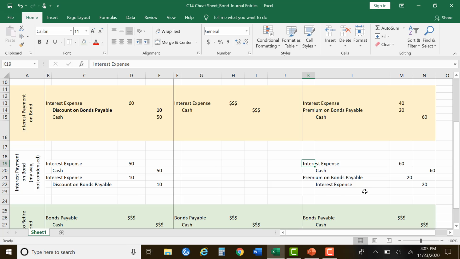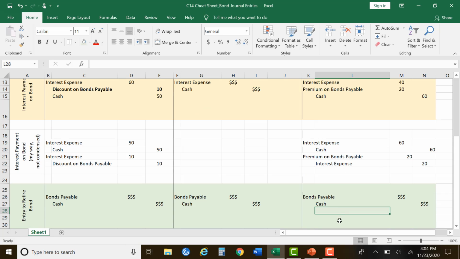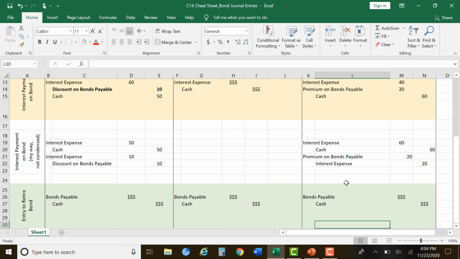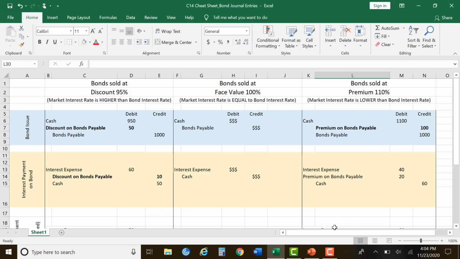But just a couple things to remember. When you take a loss, it increases your interest expense. It increases the amount to take the loan. When you sell it at a premium, your premium actually lowers your interest rate. And then the entry to retire the bond or pay it off is simply bonds payable and cash. Looks the same across all three types of payments, all three methods of how you bought the bonds.